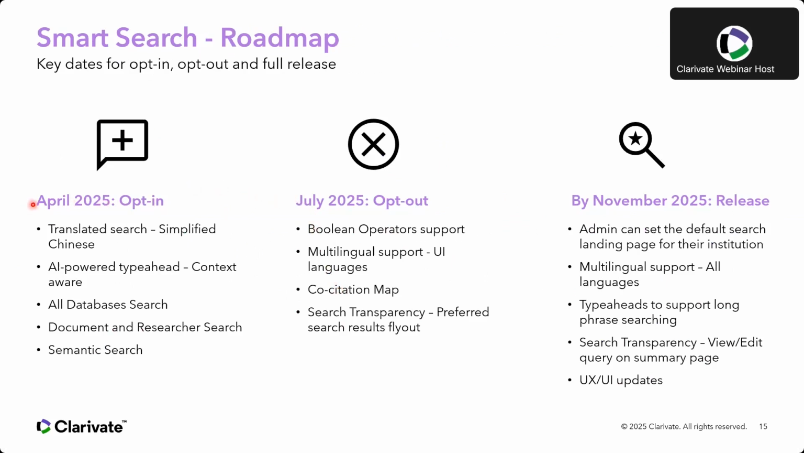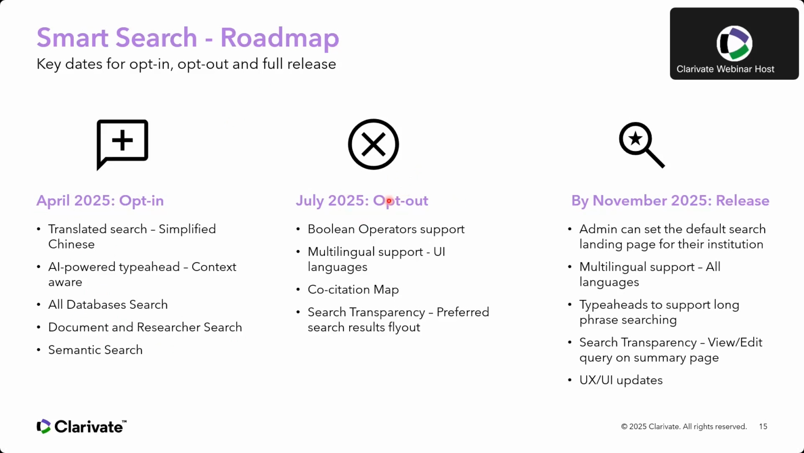A little bit of history. In April 2025, in terms of roadmap, we included at that time the translated search or simplified Chinese, AI-powered type ahead. So, context aware, trying to understand the intent of a user. All databases search, document and researcher search, and semantic search.